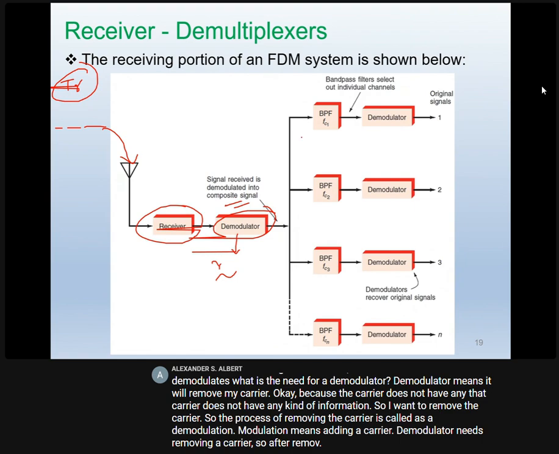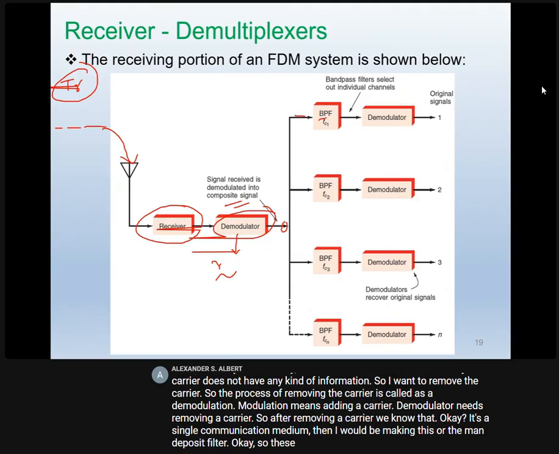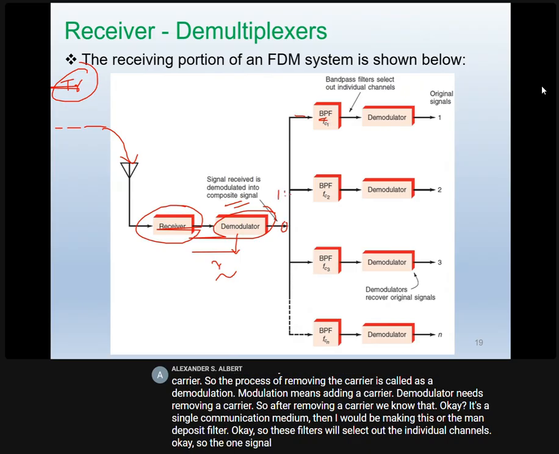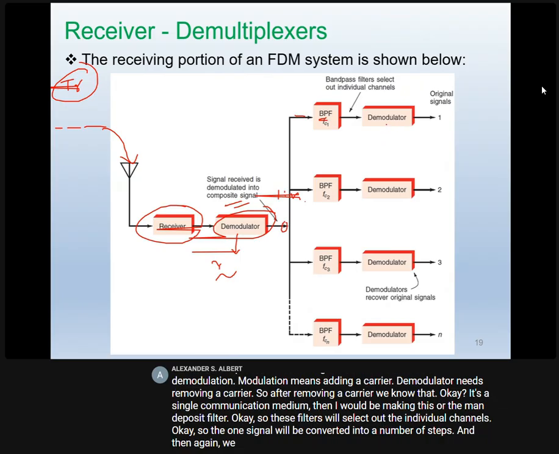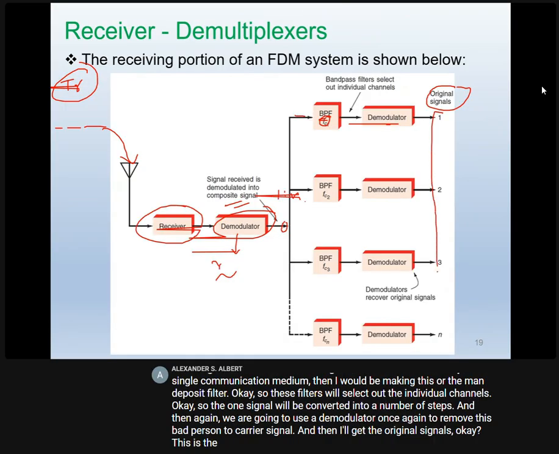So after removing a carrier, we know that it's a single communication medium. Then I will make use of the band pass filter. These filters will select out the individual channels. So the one signal will be converted into n number of signals. Then again we use a demodulator once more to remove the carrier signal, and then I will get the original signals. 1, 2, 3, N is the original signal.